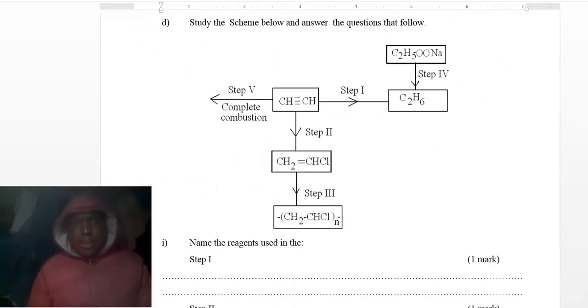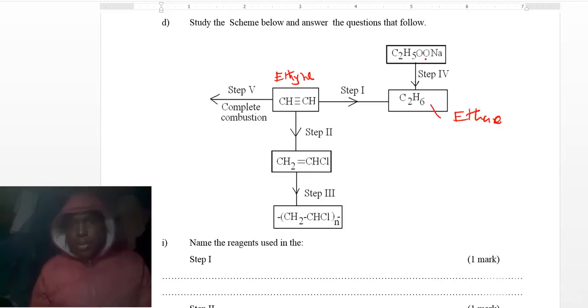Study the scheme below and answer the question that follows. When you are given this one, you can say this is an alkyne. So 1, 2, this is actually ethyne. So ethyne will undergo step 1 to form ethane. And ethane has also been formed from sodium ethanoate.